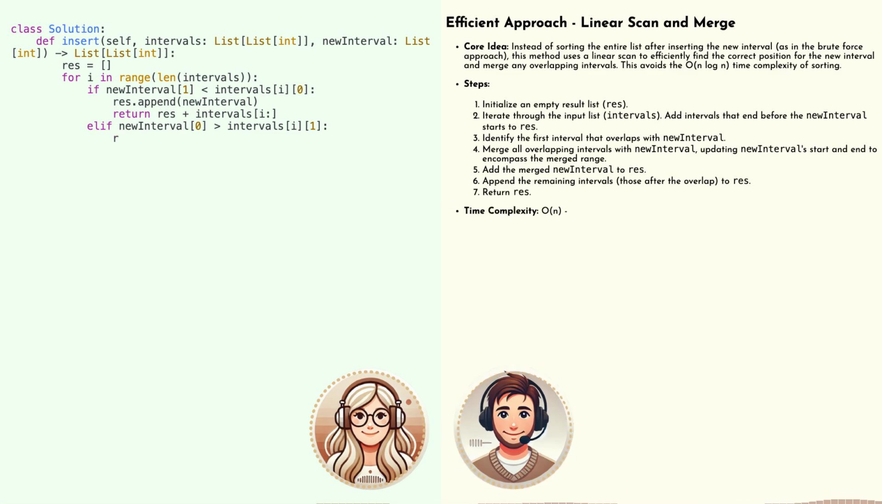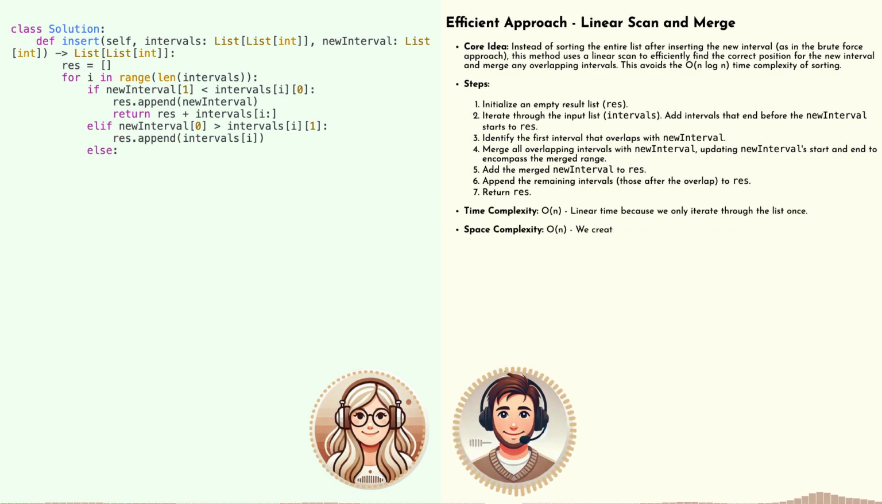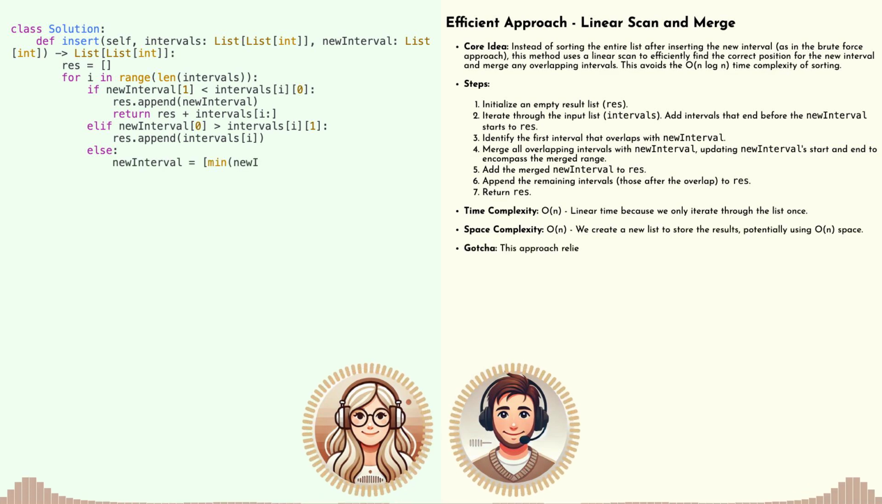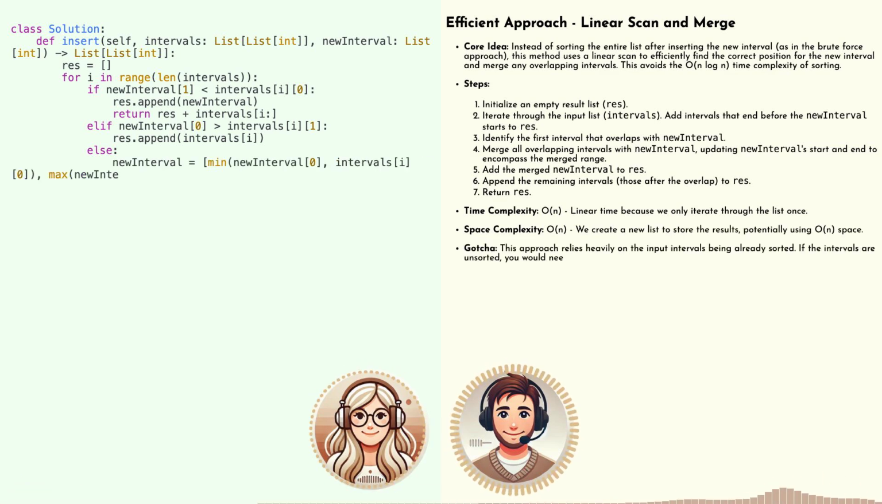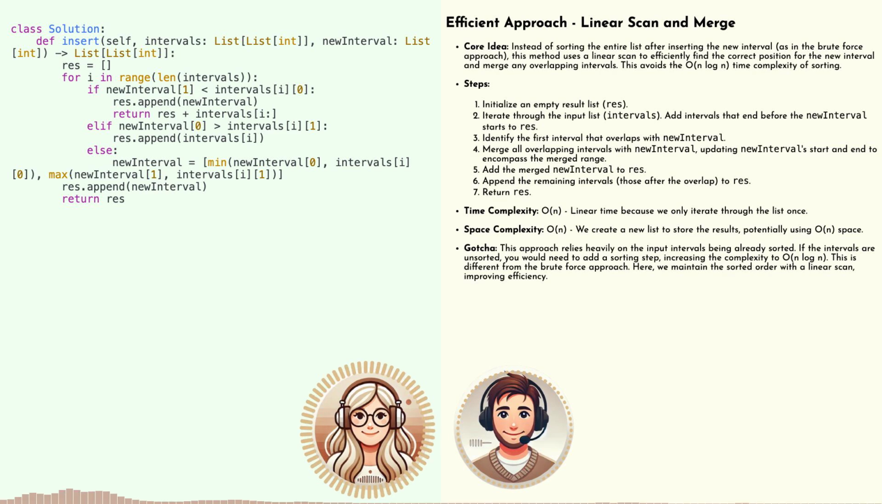I'm intrigued. How can we possibly insert an interval and merge any overlaps without sorting the list first? That sounds almost like magic. It's not magic, but it does require a bit more cleverness. Instead of appending the new interval and sorting the entire list, we'll scan through the existing list just once, strategically adding and merging intervals as we go.